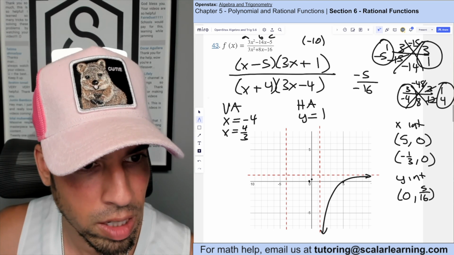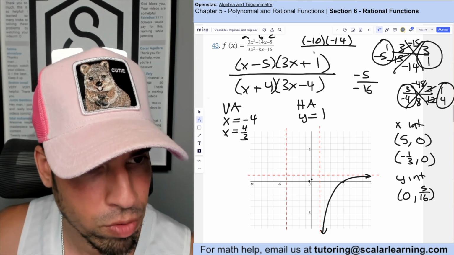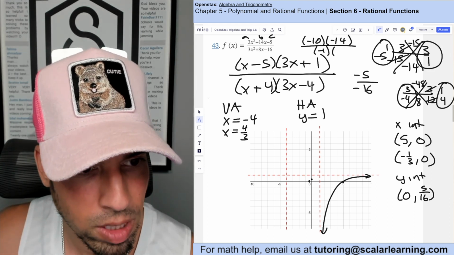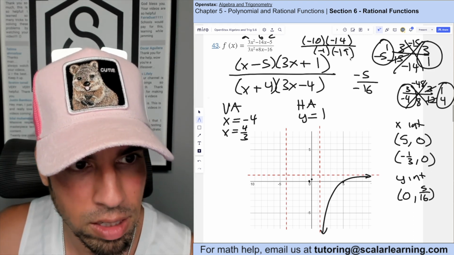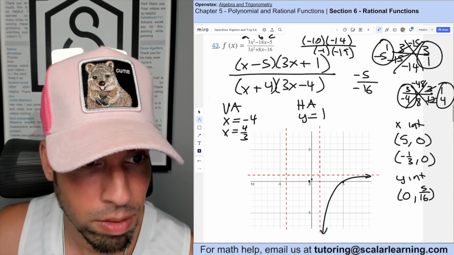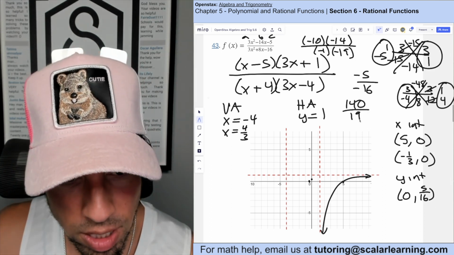Negative 5 times 3 is negative 15 plus 1 is negative 14, over negative 5 plus 4 is negative 1, and then negative 5 times 3 is negative 15, minus 4 is negative 19. And as we simplify that out, the negatives cancel, it's going to be positive. 10 times 14 is 140 over 1 times 19, which is 19.